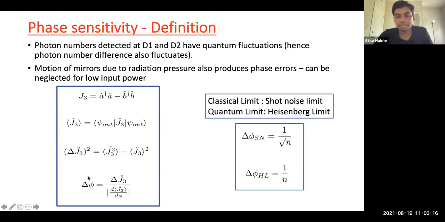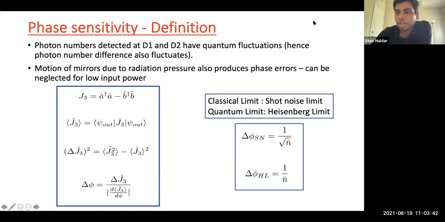The phase sensitivity is basically measured by the variance in the measurement of the phase phi, and in this specific case, you are doing it using the photon number difference between the two detectors, and therefore the operator under consideration is J3, and therefore the variance of J3 divided by the derivative of J3 with respect to phi.